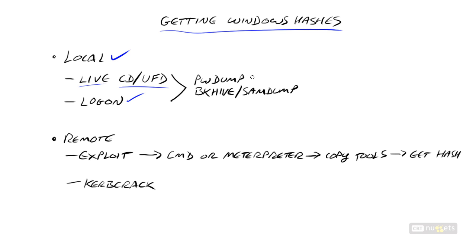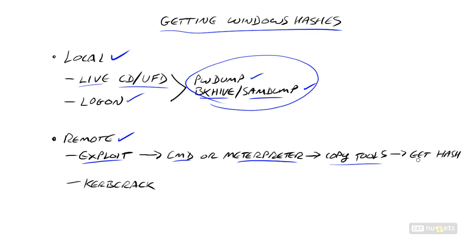Then once you have access to the machine locally, you can use pwdump. There's several versions of pwdump that you can use. Or you can use something like bkhive and samdump, and those are also included with the Kali Linux live CD. Remotely, you could do this over the network. A lot of different ways you can do this. Number one, you can use an exploit of some kind, for example, using Armitage or Metasploit. And then once you get that, you can get a command prompt, or better yet, an interpreter. This is just a command line that you can access the local machine on. Once you do that, you can then copy tools to that local machine, such as these that I mentioned up here. And then what you can do is to get the hash.